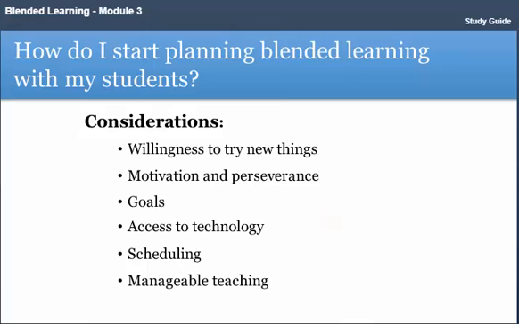Take a few minutes and write in your study guide the class or group of students that you might want to try blended learning with first. Be sure to include your rationale for choosing this group.